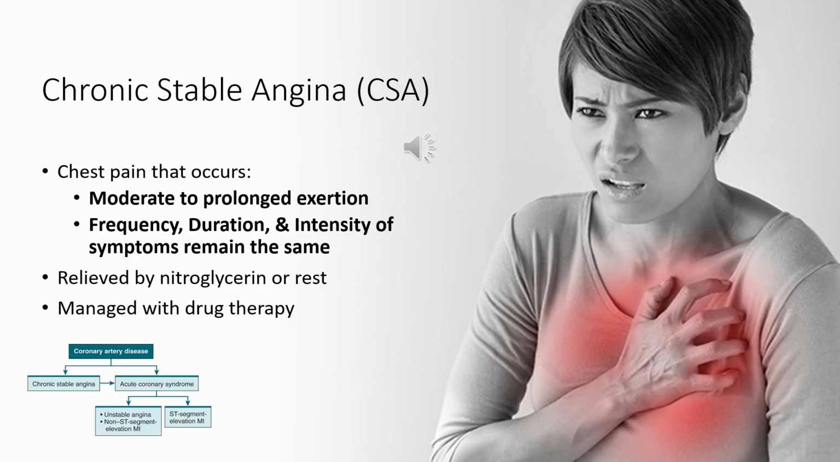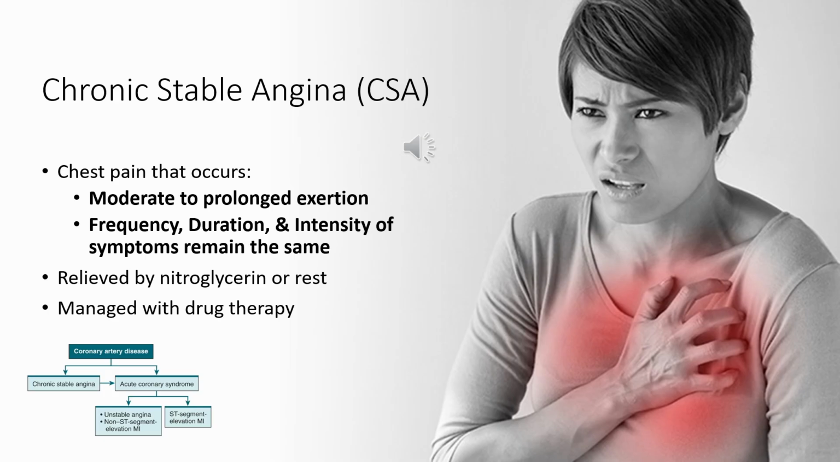So now let's talk about chronic stable angina. This is a type of chest pain that occurs with moderate to prolonged exertion, and it follows a pretty predictable pattern. Chronic stable angina is caused by a fixed atherosclerotic plaque in the coronary arteries, which limits blood flow to the heart muscle. Because this plaque is stable, the patient experiences chest pain or angina whenever the heart works harder, such as during exercise or when they're stressed.